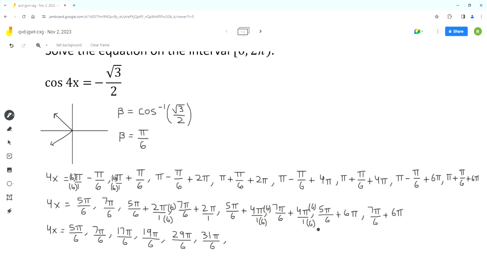And now for the values from the fourth round. The denominator of 6 pi is 1, so the common denominator will be 6. We'll multiply the numerator and the denominator by 6. So we get 36 pi over 6 plus 5 pi over 6. So it'll be 41 pi over 6. And now for the last one, 6 pi over 1, the common denominator is 6. So we multiply the numerator and the denominator by 6. So 6 times 6 is 36 pi plus 7 pi is 43 pi over 6.